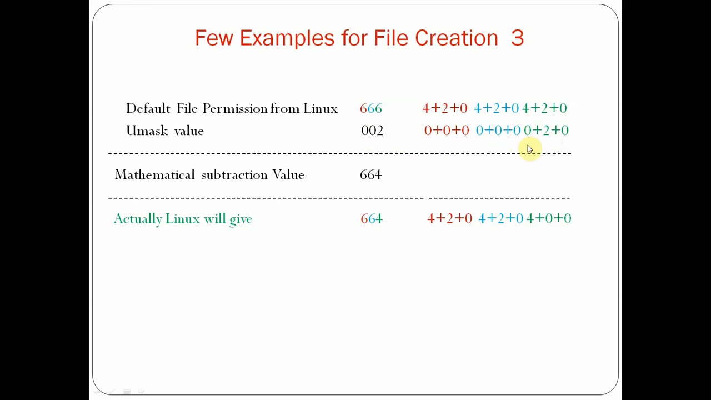So after applying this mask, what will happen? You will get the same default permissions offered for a user, the same will come here, because there is no filtering applying on the default permissions, and the same will come for group also. And in case of others, only the write permission will get filtered. So that's why whenever you create a file, the default permission you will get is 664.